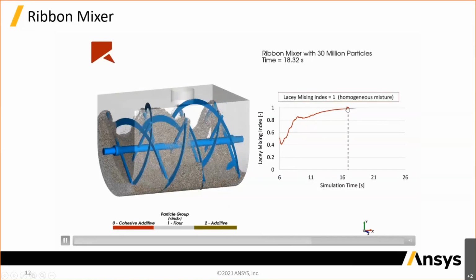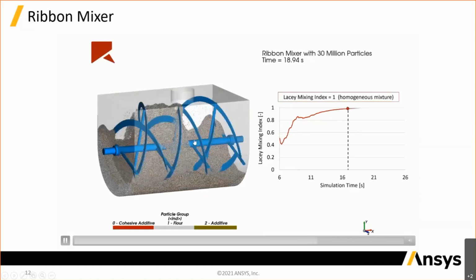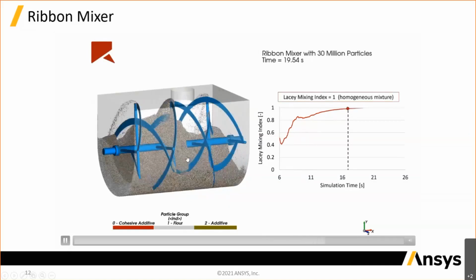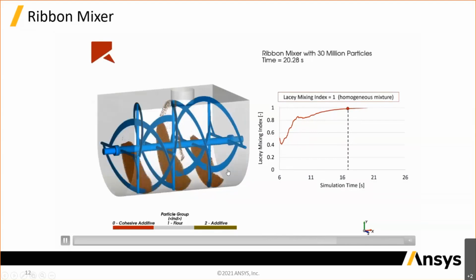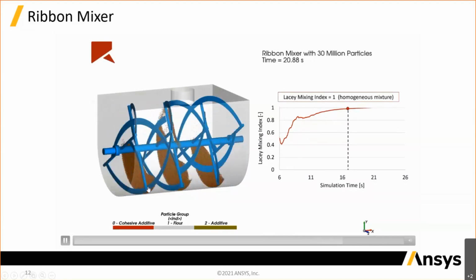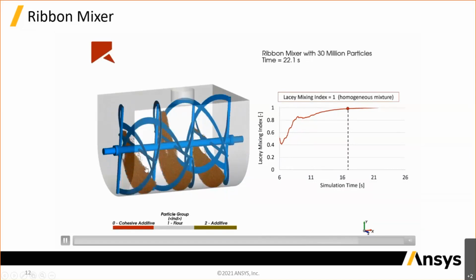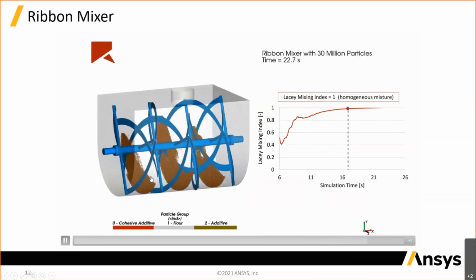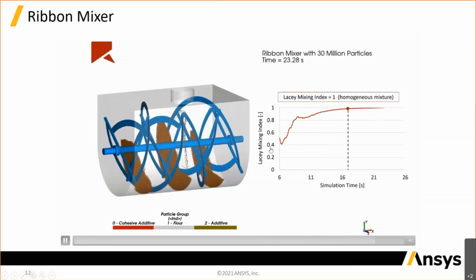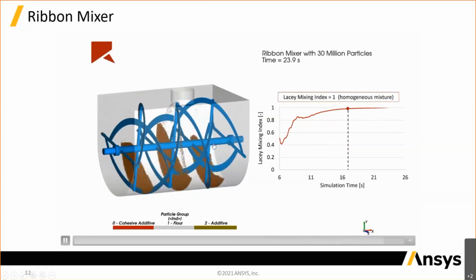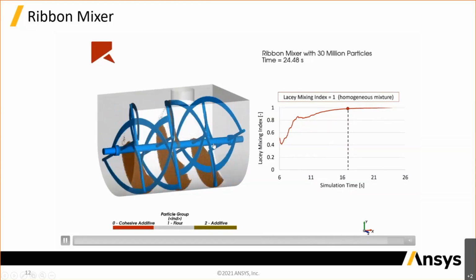And as we can see here in this video, we can evaluate different regions where we have this mixing. We can create sections to see how this granular material is distributed inside this mixer. And we can also try different ribbon designs to see which one would be the best for our application.